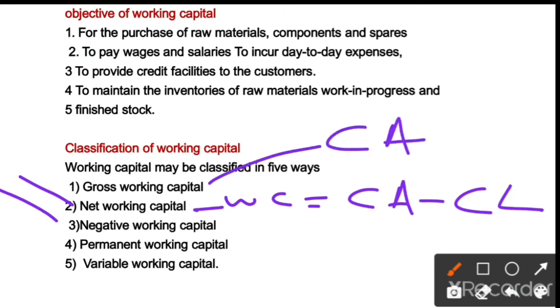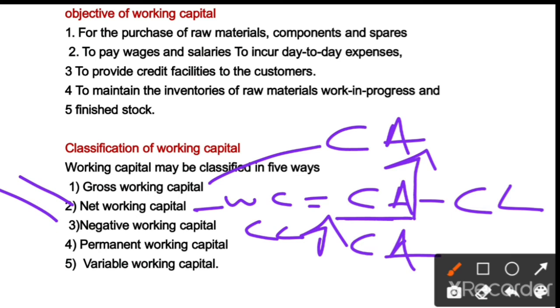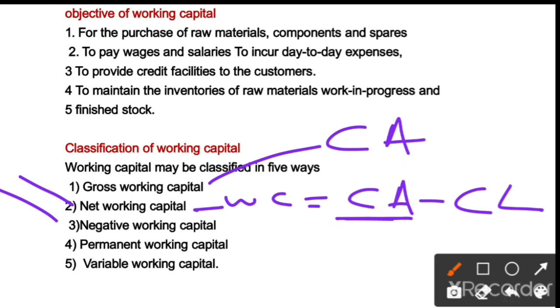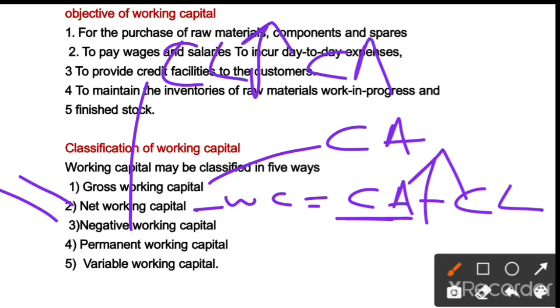Third one, negative working capital. When current liabilities are more than the current assets, it is called negative working capital. Very clear. In net working capital, current assets are more than current liabilities. In the third case, negative working capital, current liabilities are more than current assets. Is it clear? Once again, I will write it here clearly.